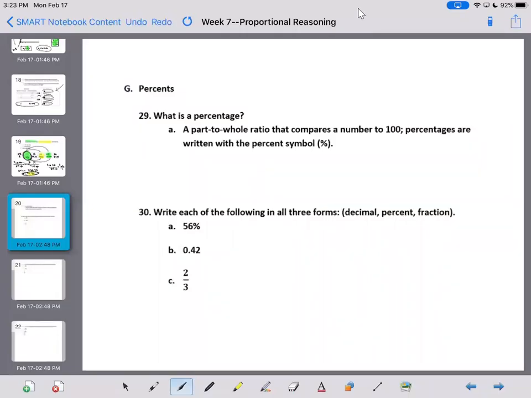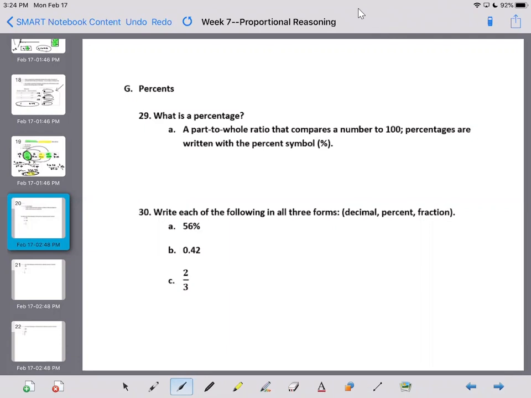So this is part 2 of our video series for week 7, dealing with proportional reasoning and percents. In this video, we're going to look at different operations with percents, percent change. We're going to look at discount, tax, just different ways that we can work with percentages.